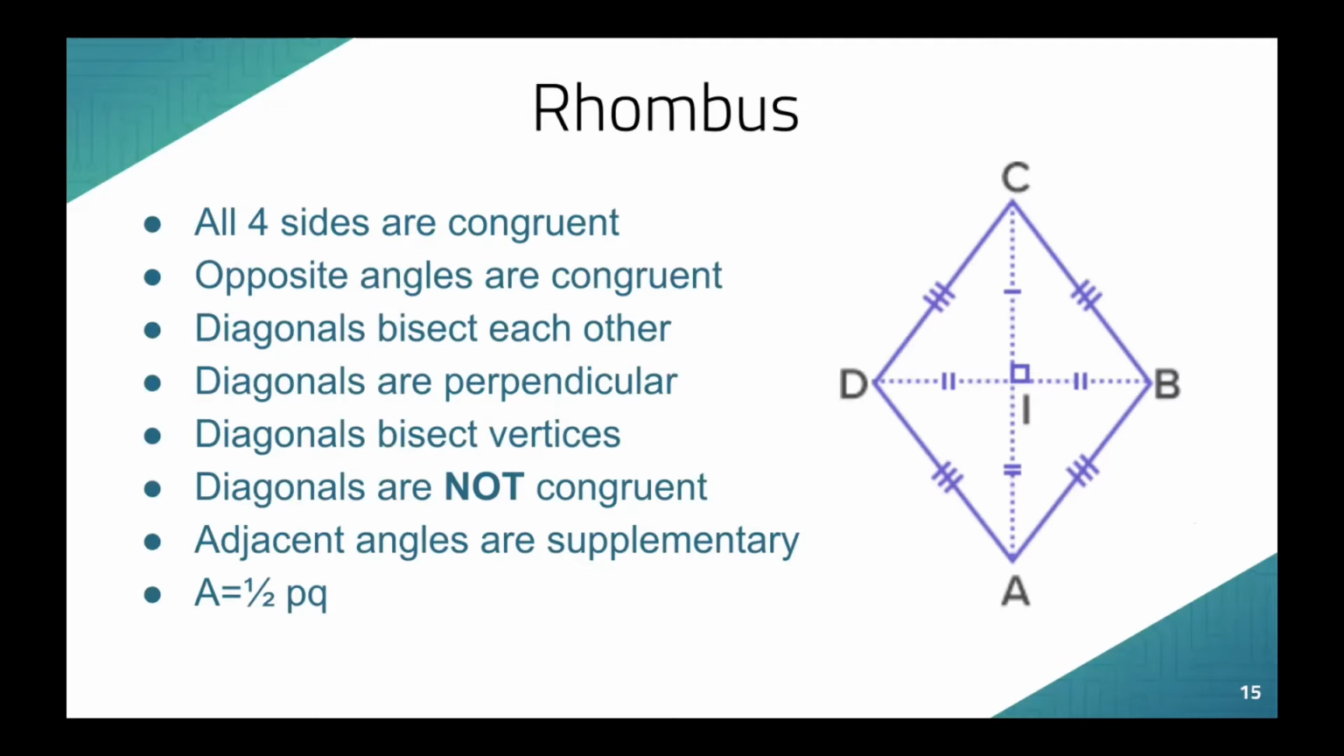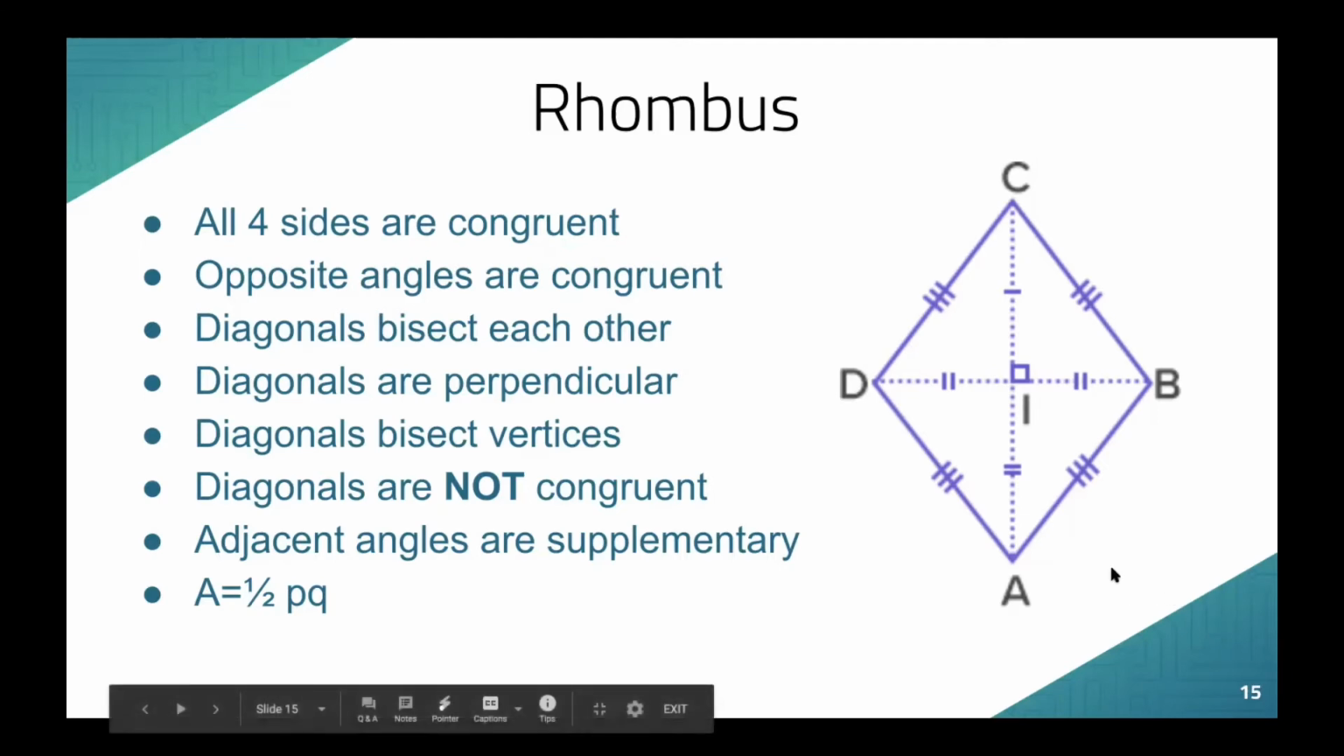That means they cut the angles into two equal angles. And the diagonals are not congruent. The adjacent angles are supplementary, which means that angle D plus angle C will equal 180 degrees. And the area for a rhombus is, again, the same as the kite, it's 1/2 times PQ, which are the two diagonals.